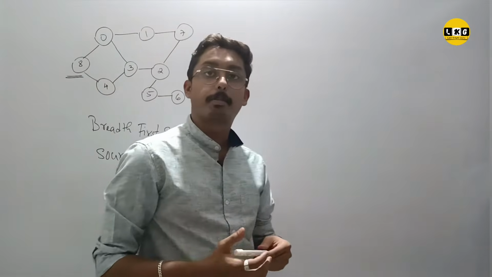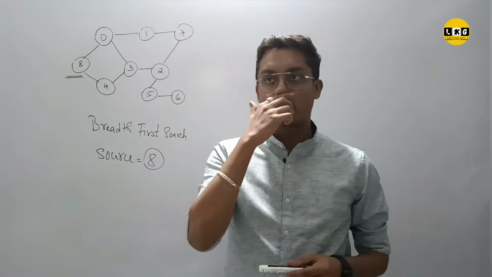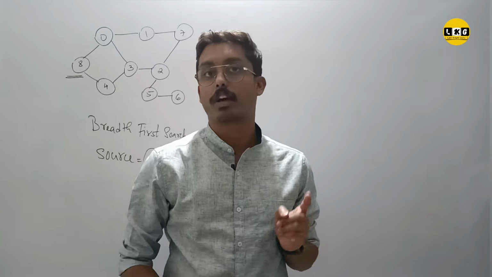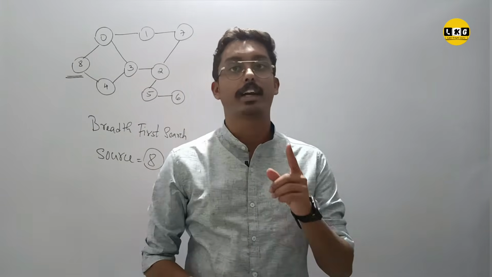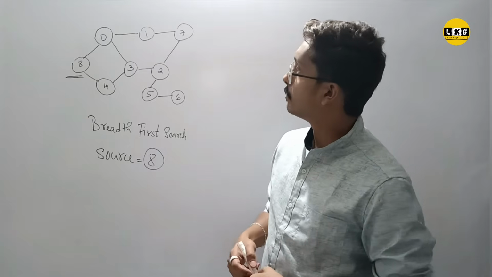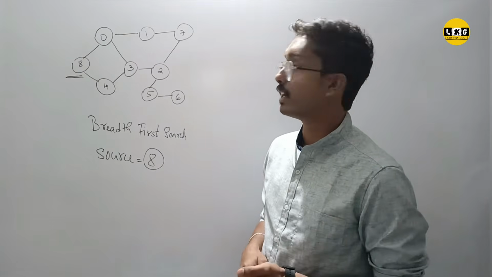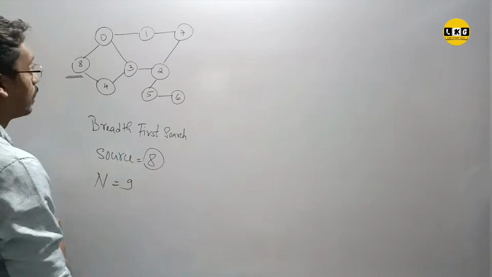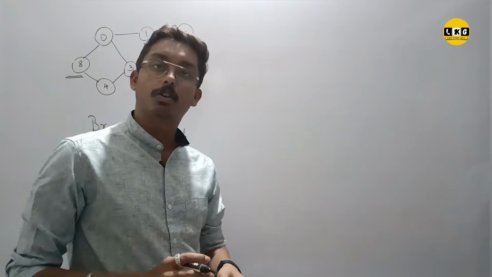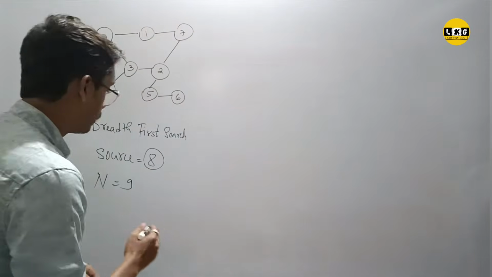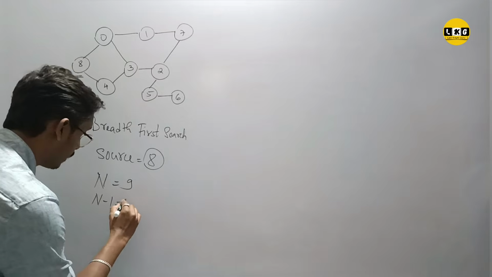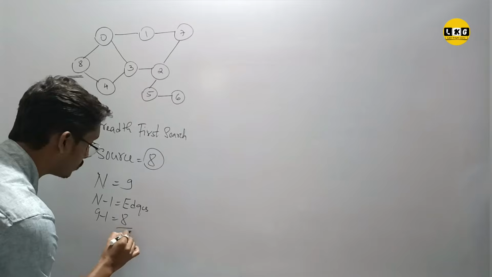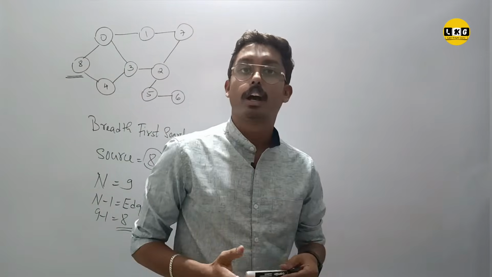So what is the problem statement of this BFS? The problem statement of BFS is we need to visit all the nodes exactly once. The number of nodes or number of vertices here is 9, and there should be only 8 edges. There should be n minus 1 edges. That is nothing but 9 minus 1, that is nothing but 8 edges. So you will get 8 paths.